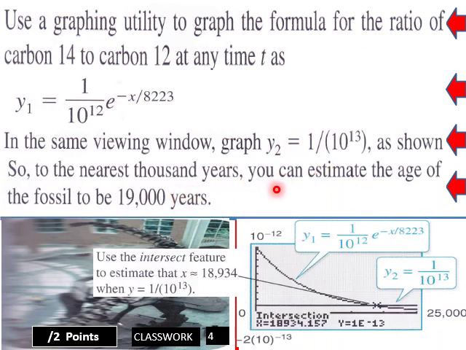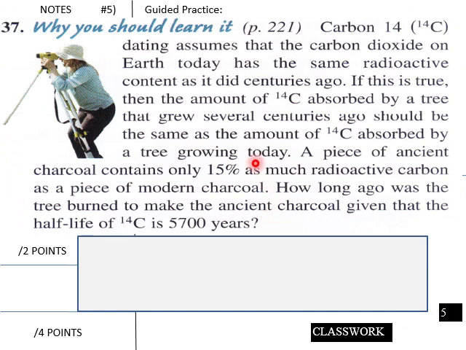So to the nearest 1,000 years, you can estimate the age of the fossil to be about 19,000 years, which would be right here. And you can go in the table and find that as well. So let's try a problem here. We have a word problem here.